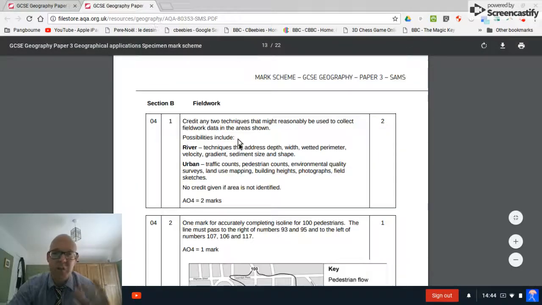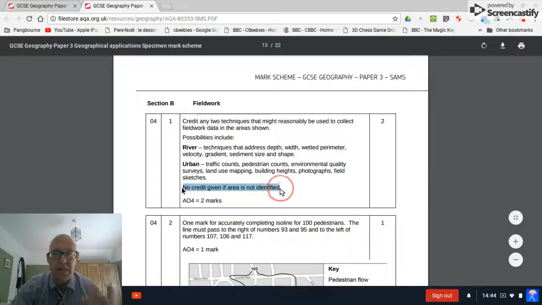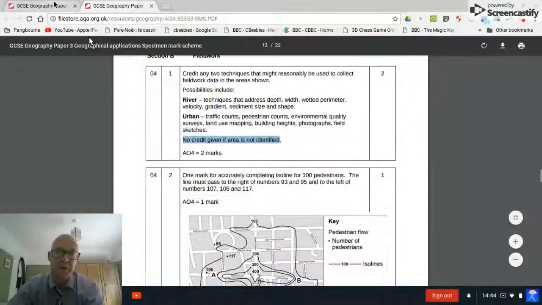The mark scheme rewards exactly that, and you'll be able to see this in your own time. Essentially, credit any techniques that might reasonably be used to gather data: traffic counts, pedestrian counts, environmental quality, building height, etc., etc. Do note, as I did say, if you haven't noted the area that you're talking about, you can't get any credit in the mark scheme, and you don't want to be doing that.